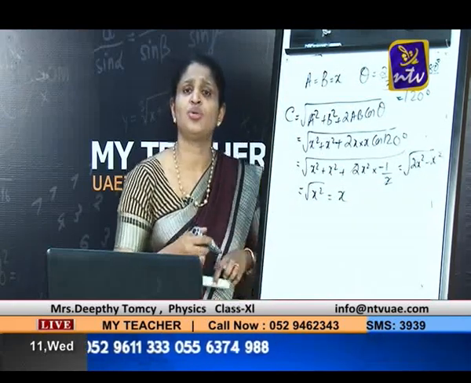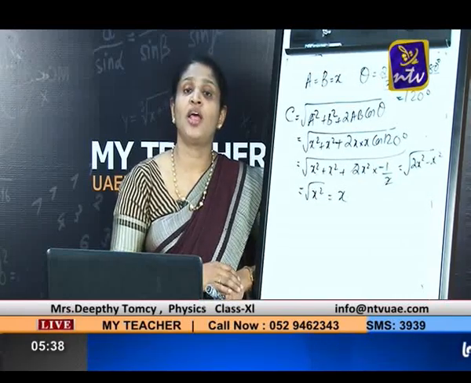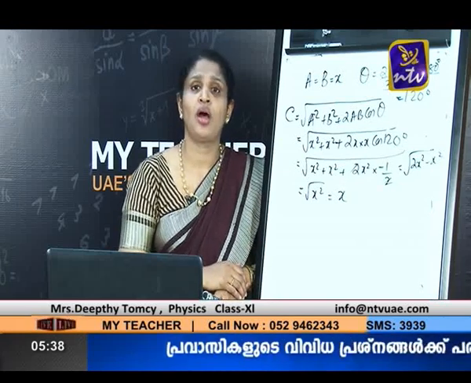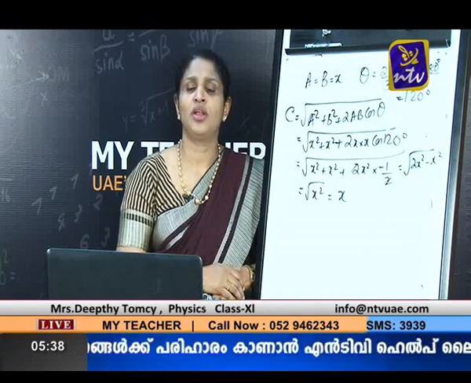This clearly shows that if two vectors are identical and the angle between them is 120, even the resultant is equal to either of them magnitude wise. Now let us continue with the next question.